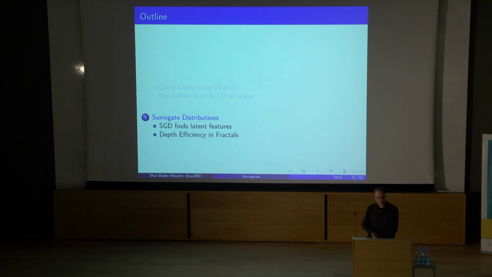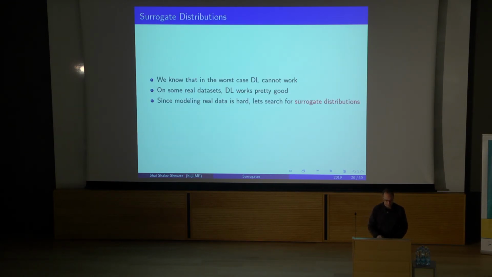So part 3, I would like to talk a little bit about surrogate distributions. So again, we know that in the worst case, deep learning cannot work. On the other hand, in practice, on some real data sets, deep learning works pretty good. So we want to understand what's going on in real data. But since modeling real data is hard, let's search for surrogate distributions.